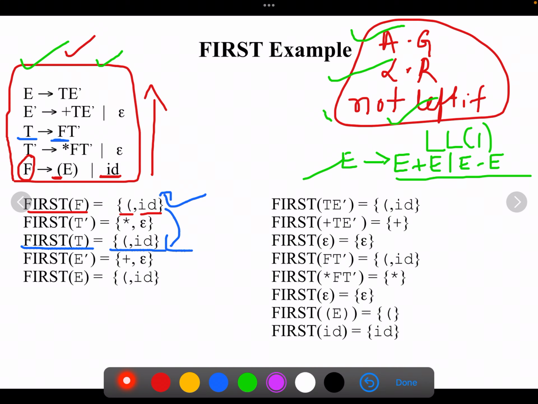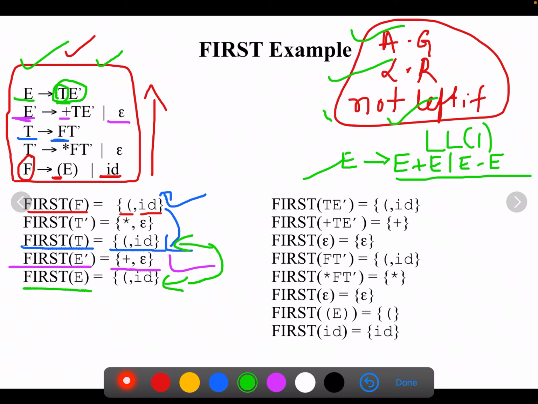Moving on to the next. First of E dash: plus is a terminal, this is a symbol, again a terminal. Therefore, you can directly include it. Okay. Moving on to the last. First of E is first of T, or first of T E dash you can consider. But the first symbol here is a non-terminal, capital T. Therefore, you should find out what is first of T. First of T is already computed. Therefore, you can write that same value. This is how you are computing the first set of this particular grammar.